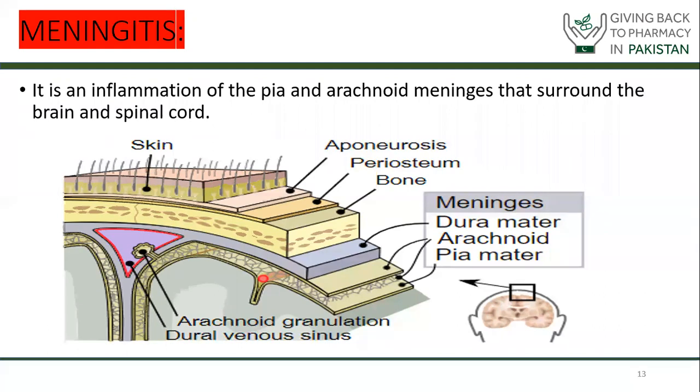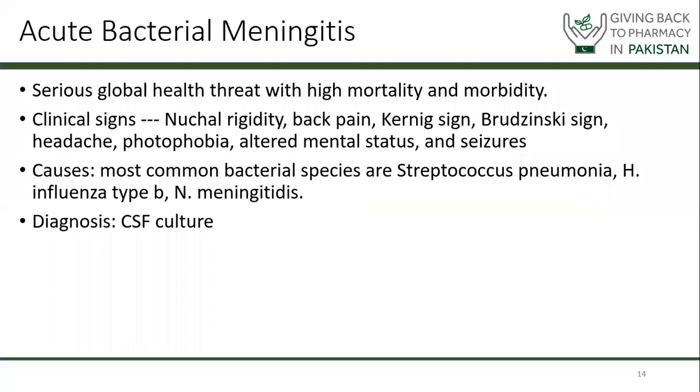Meningitis is basically divided into bacterial meningitis, fungal meningitis, viral meningitis, and TB meningitis. When we talk about acute bacterial meningitis, it is the most common and serious life threat with high mortality and morbidity among the patients. It is the most common and most serious type of meningitis, which is usually observed in pediatric populations.